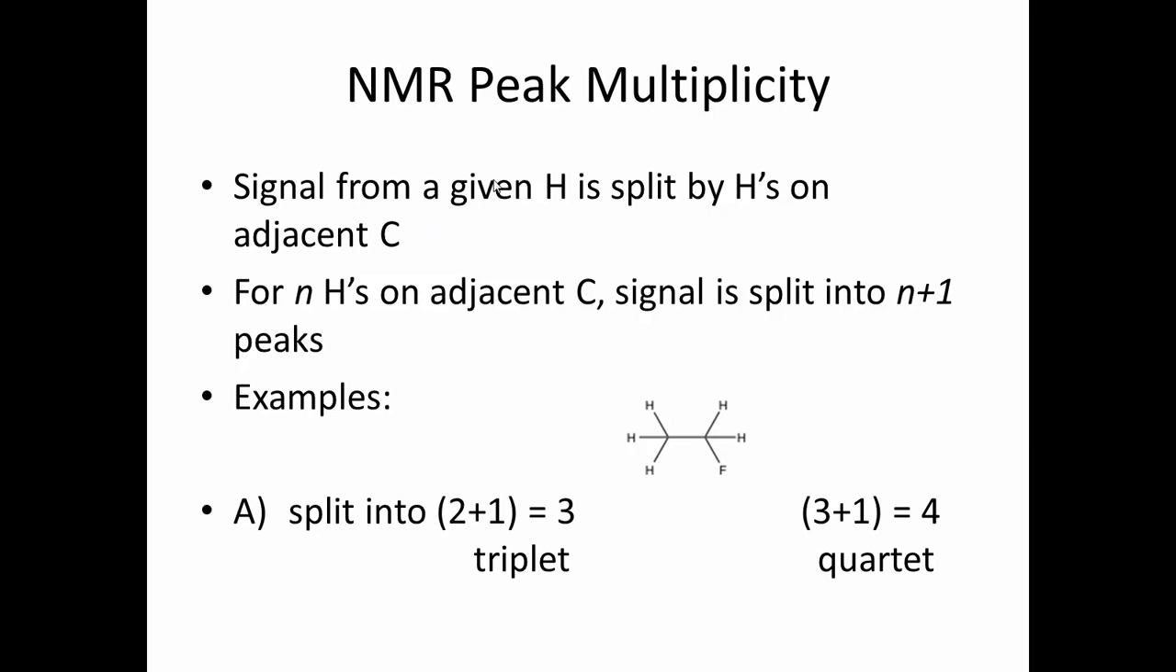The signal from a given hydrogen is split by hydrogens on adjacent carbons. So for n hydrogens on an adjacent carbon, that signal is split into n+1 peaks.